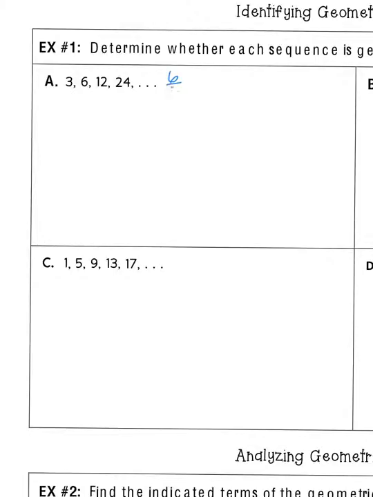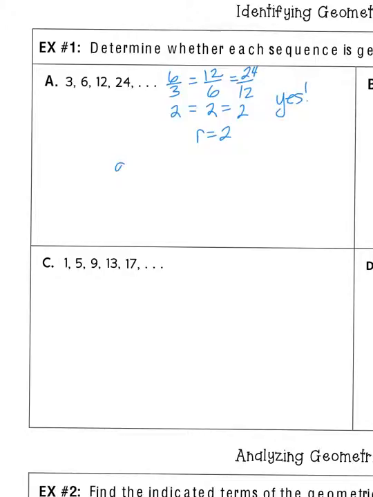So 6 over 3 equals 12 over 6 equals 24 over 12. So let's test all those. 6 divided by 3 is 2, 2, 2, so the common ratio is 2. And so yes, it is geometric.